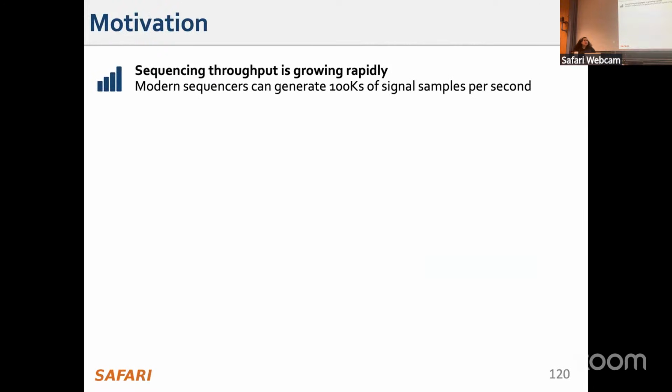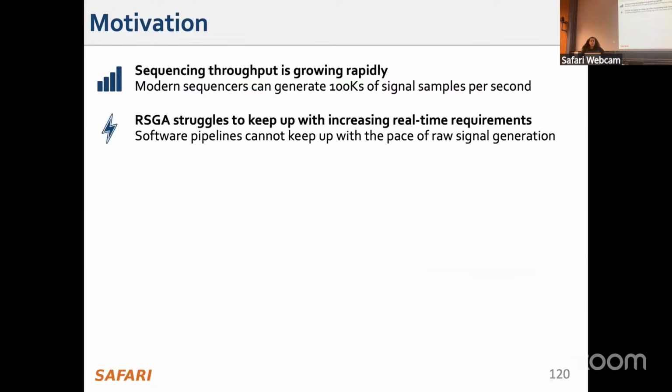The motivation is a little bit in common with the past: sequencing throughput is very large, but relying on conventional systems bottlenecks the whole thing. When I say RSJ, I'm referring to raw signal genome analysis. It struggles to keep up with increasing real-time requirements, and we cannot keep pace with the rate at which this data is being generated. There is a critical need for acceleration.